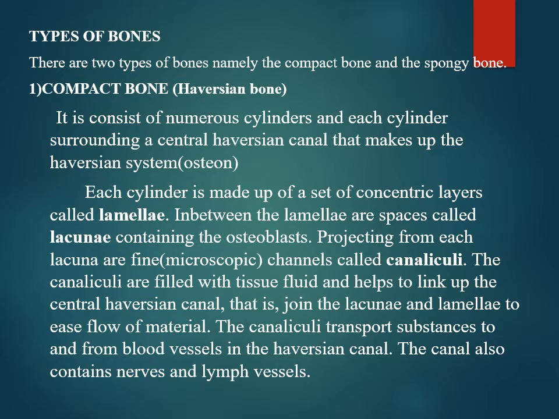Here they are giving so much about compact bone. These concentric rings are simply circular structures that line up. They are circular structures that we'll see in the next diagram. I will say they are called lamellae, with spaces called lacunae. Then from the lacunae are projections called canaliculi. So it means you have lamellae, lacunae, canaliculi. I will say the canaliculi are filled with tissue fluid and help to link the Haversian canal, as we get to view more from the diagram below.